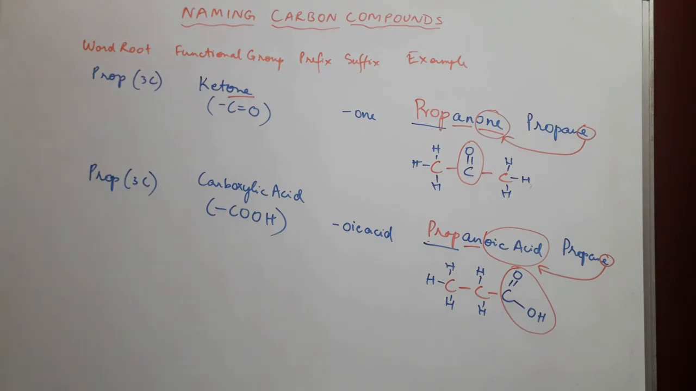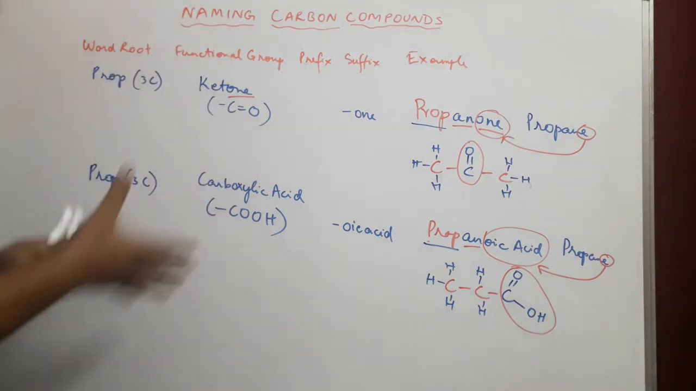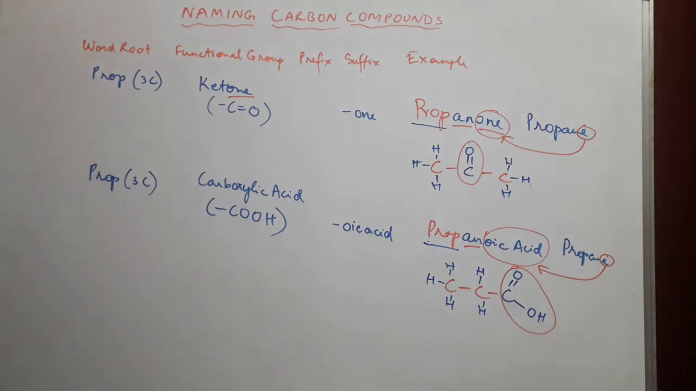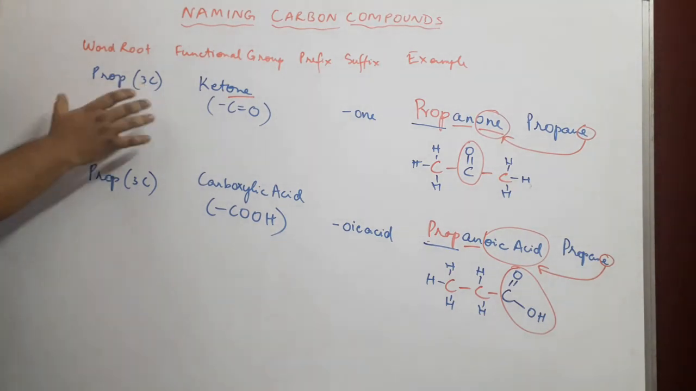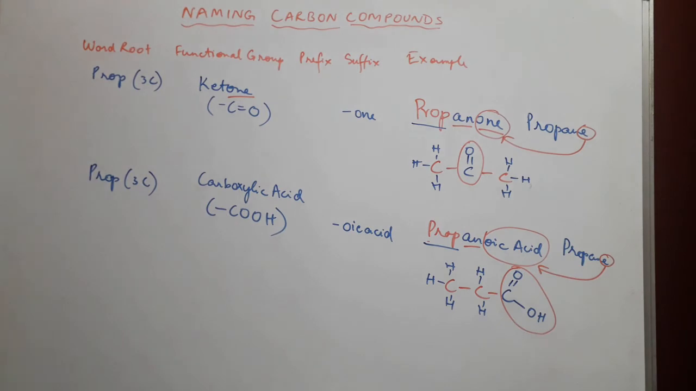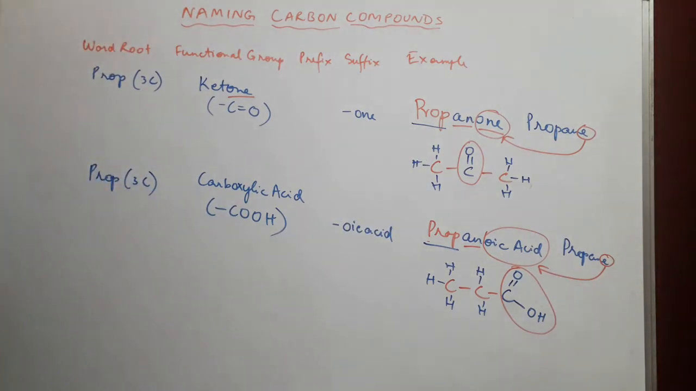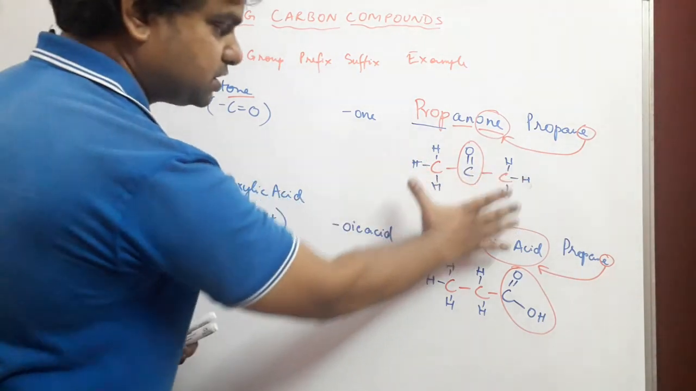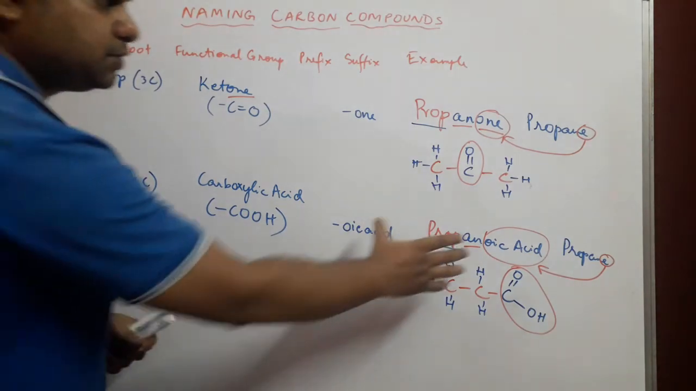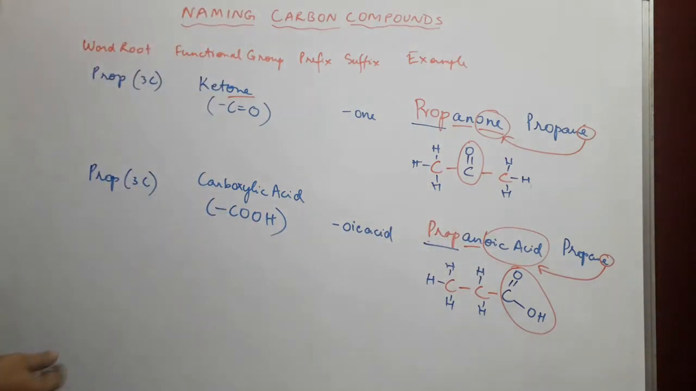Okay, so in this video we have used examples with the word root prop. We've just taken a 3 carbon acid. You can try it out with different word roots, with eth or maybe with but or even pent, okay, to check how your naming will come. Here we are interested only in naming. You don't have to worry much about the structural diagram. That is just to show you how it will look if you draw it.